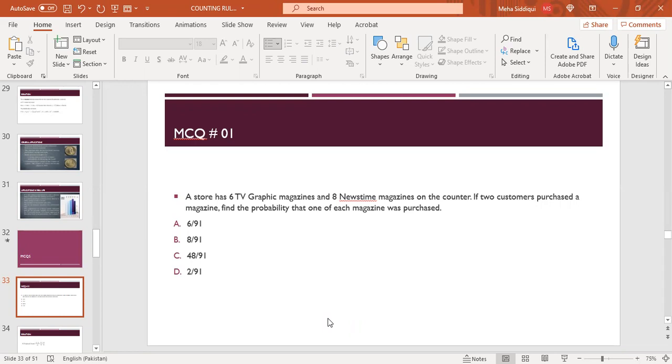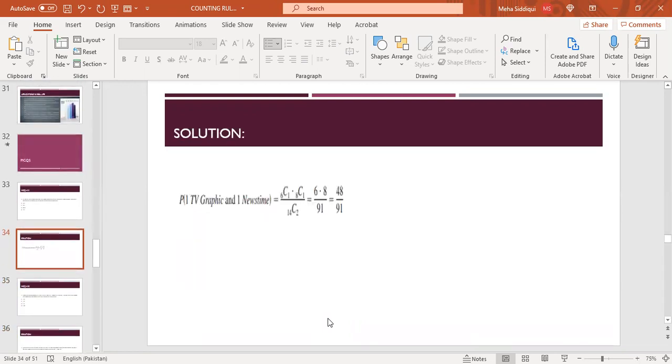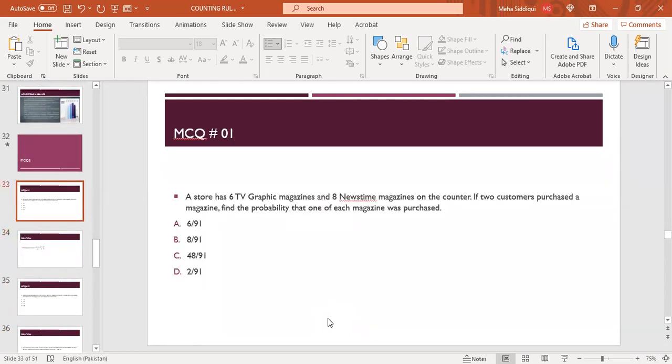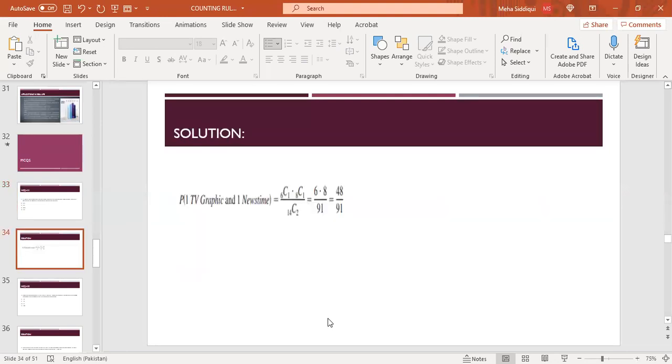Okay, the right option is C, and this is how, because here we have 6 TV guide magazines and 8 newstime magazines, and if 2 customers purchased a magazine, then the probability will be, that is, we will calculate 6 8s are 48 like this, and the 91 we will calculate through combination rule.